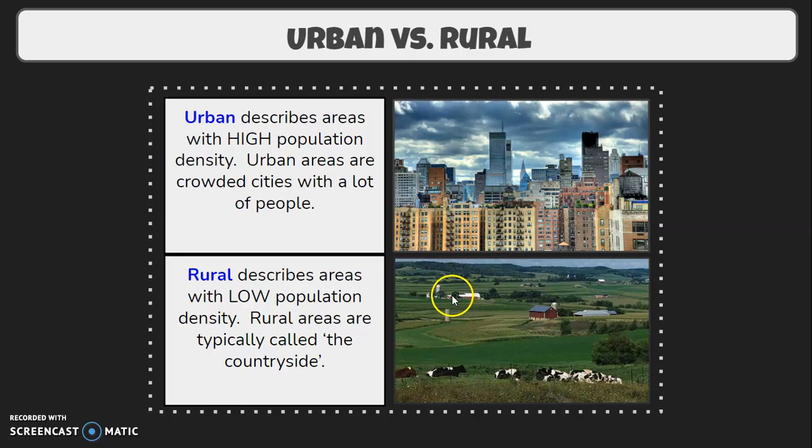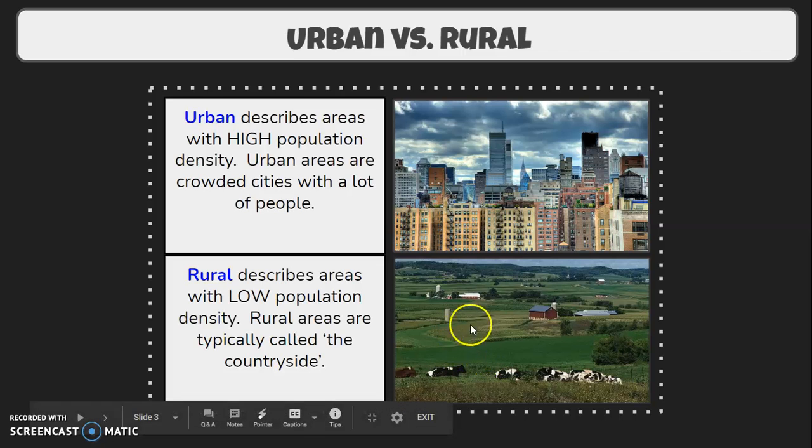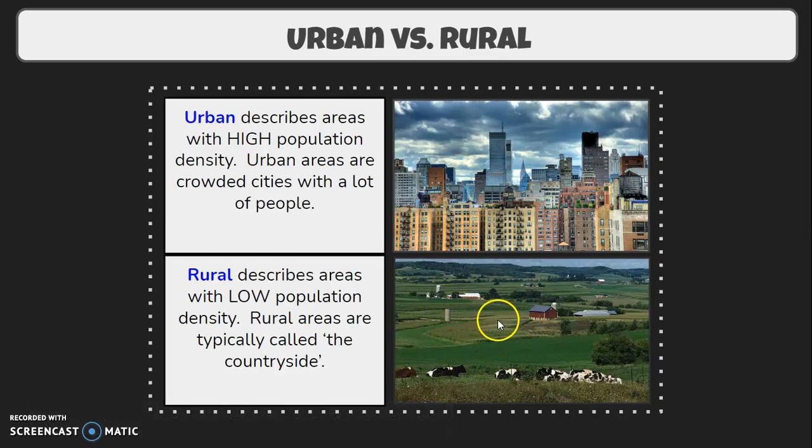A rural area is going to usually have low population density. Rural areas are typically called the countryside. So we see a lot of land and houses spaced out between one another.